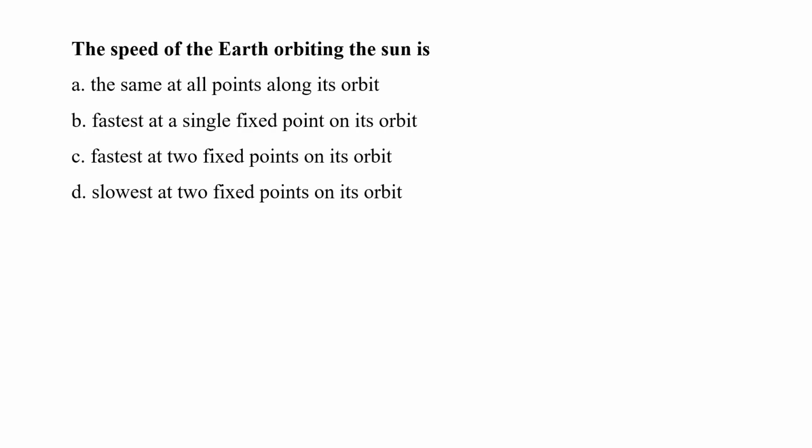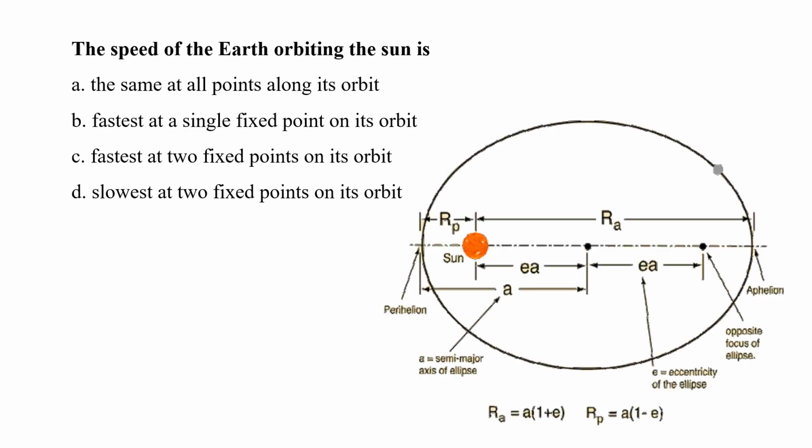The speed of the Earth orbiting the Sun is A. The same at all the points along its orbit. B. Fastest at a single point on its orbit. C. Fastest at two fixed points on its orbit. Or D. Slowest at two fixed points on its orbit. To understand this question, we have a simple diagram of a planet's elliptical orbit around the Sun. As we can see, here is the Sun and here is the planet.